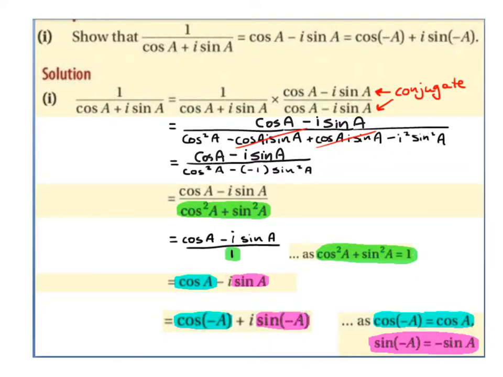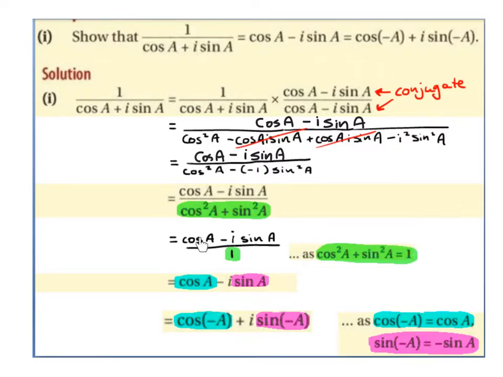Again, the numerator stays the same, cos A minus I sine A. Again, we bring down the cos squared A, and minus minus 1 becomes plus 1, and plus 1 multiplied by sine squared A is just sine squared A. And cos squared A plus sine squared A is 1. We know that that's one of our trigonometric identities from our formula book.